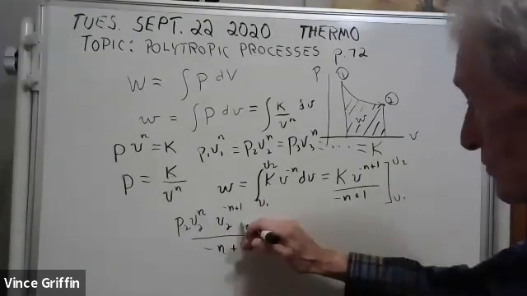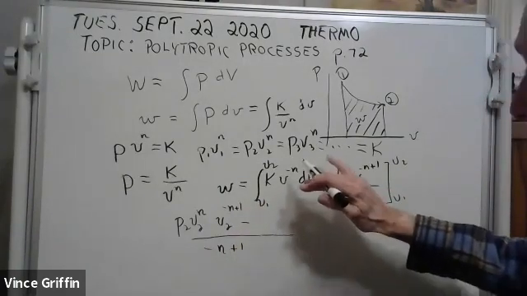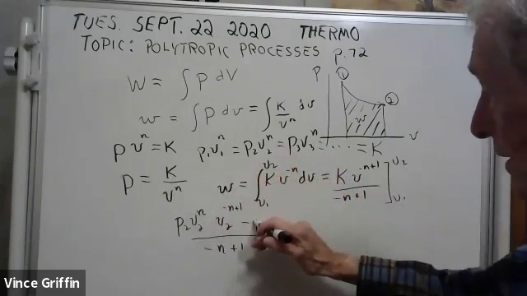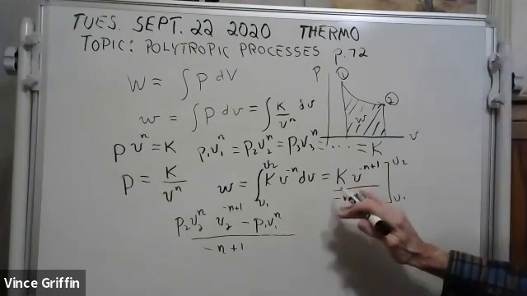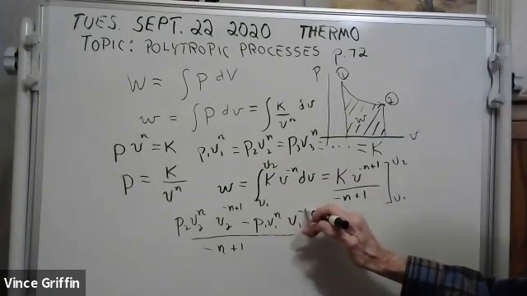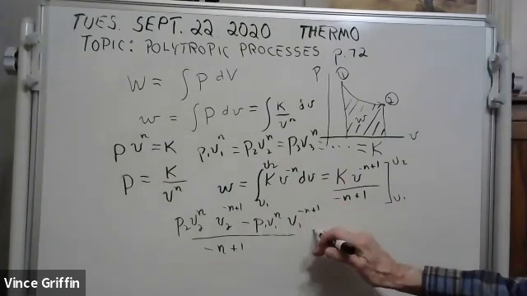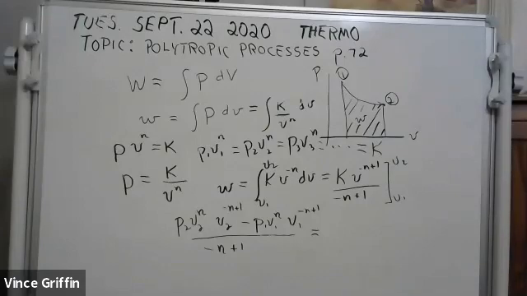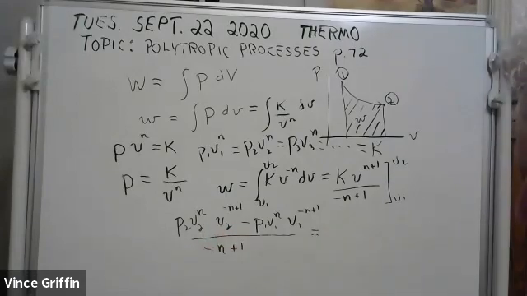Then I have to subtract, and that k is also equal to P1 V1 to the n, so I'm going to write it like that: P1 V1 to the n times V1 to the minus n plus 1 divided by minus n plus 1. Almost done. There's the last step. When you multiply, you add the exponents algebraically, and you know what you get?